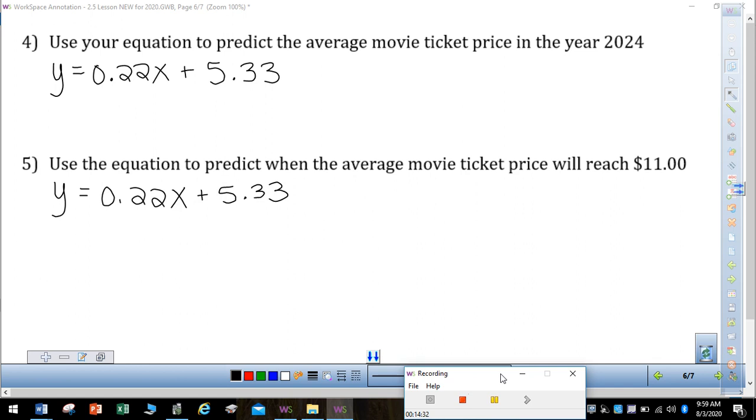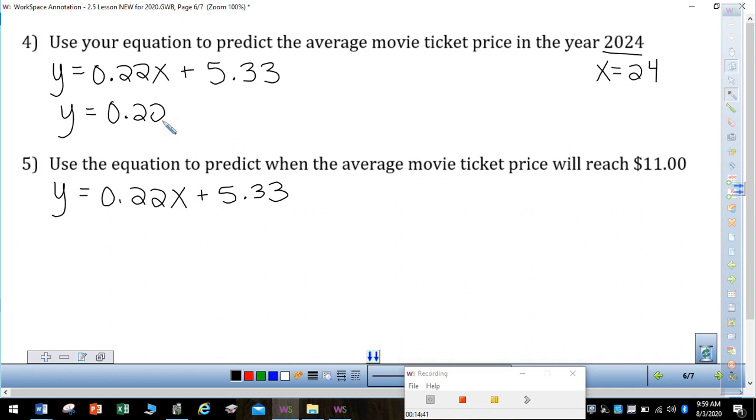Okay, so now we're going to use our trendline equation to make some predictions. So we're going to start by predicting what we think the average movie ticket price would be in the year 2024. Now, because we defined x to be the number of years since the year 2000, we're not going to be plugging in 2024, we're just going to be plugging in 24.